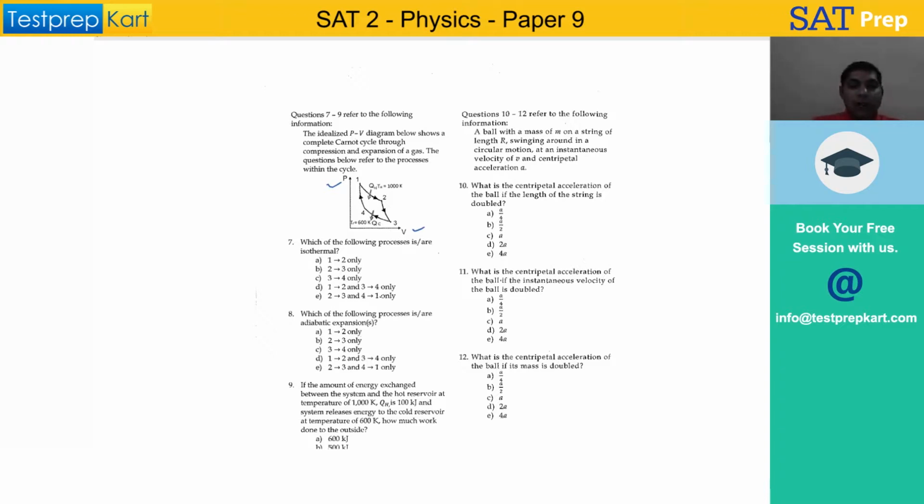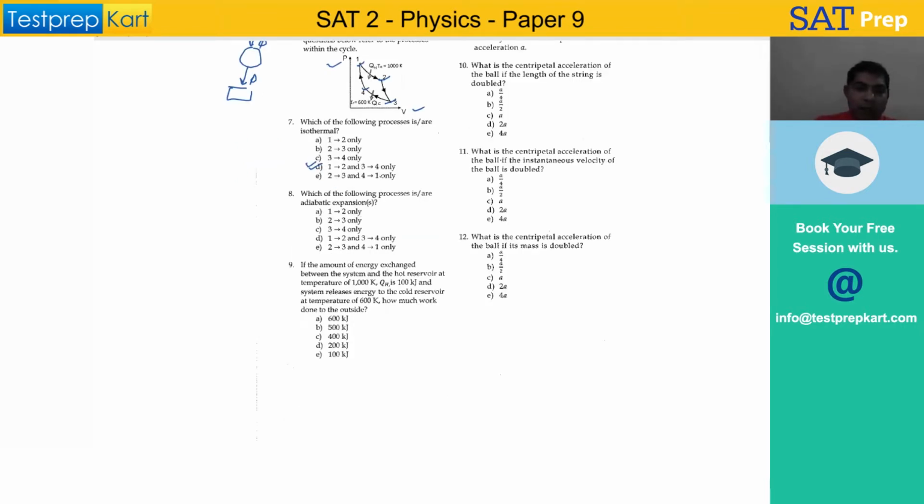The basic property of an isothermal process is, when the system interacts with an external reservoir, whenever it accepts some heat from the external reservoir or delivers some heat to the external reservoir, at that time the temperature of the process will be constant and the process is called an isothermal process. So for question number 7, process 1 to 2 and 3 to 4 will be isothermal processes. So option D will be the right choice.